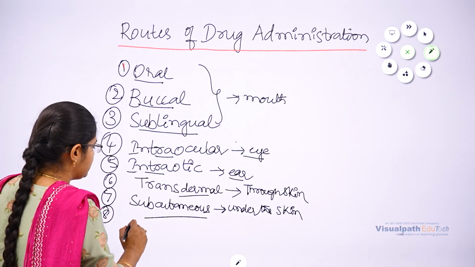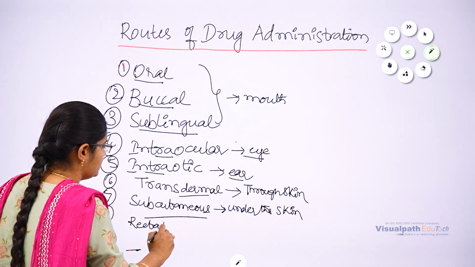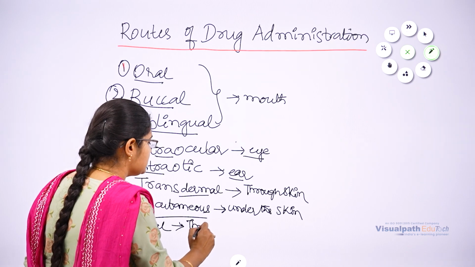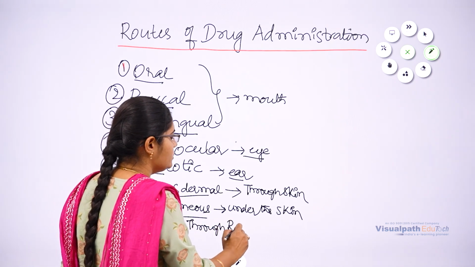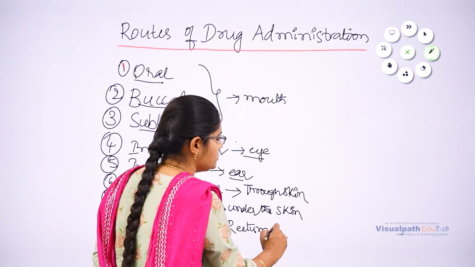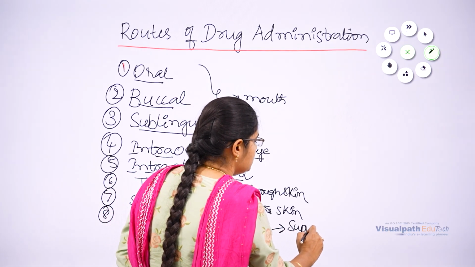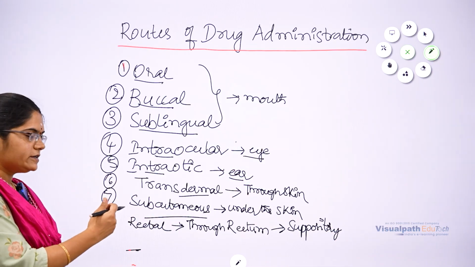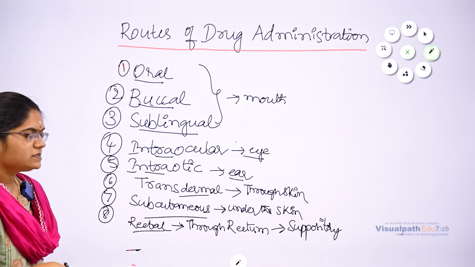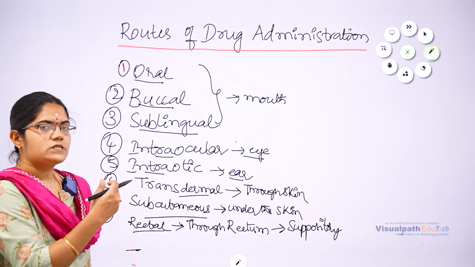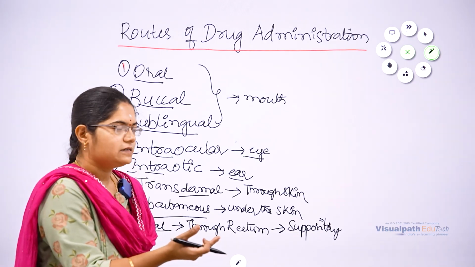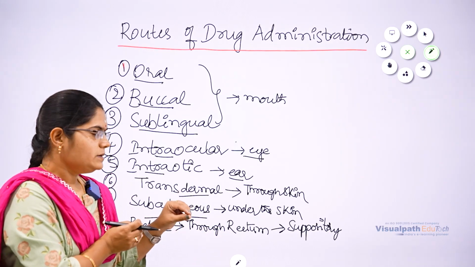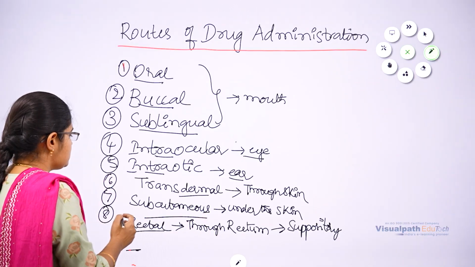Next is rectal. Rectal means the drug is inserted through the rectum in the form of a suppository. When a suppository form of a drug is inserted through the rectum, the route of drug administration is termed the rectal route. Mostly laxatives and some anticonvulsant drugs like diazepam will be administered by this route, the rectal route.